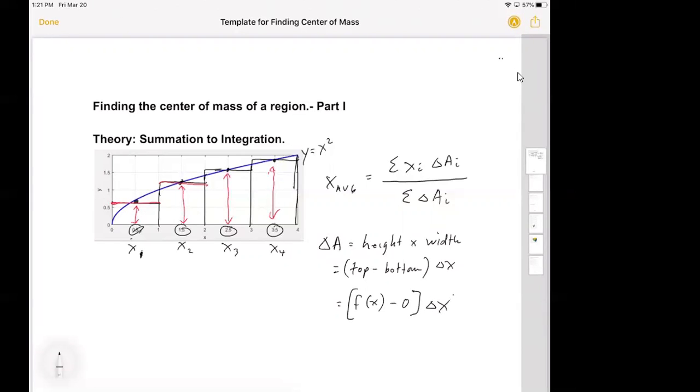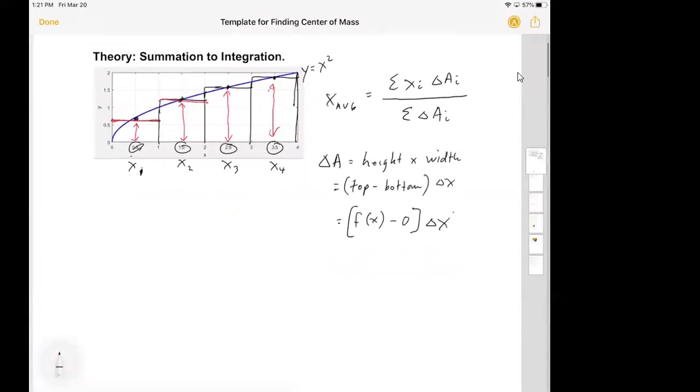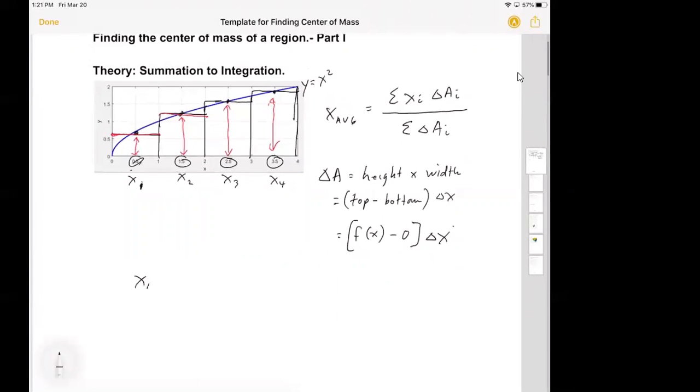So I can fill that into the formula. If I want to find the average value of x, I could say that x average is equal to the summation of x of i times, instead of delta A of i, f of x of i times delta x. And then in the denominator, I would have the summation just of the f of x of i's times delta x. Now, when you see that, I think it's pretty clear how we could turn that into integration.